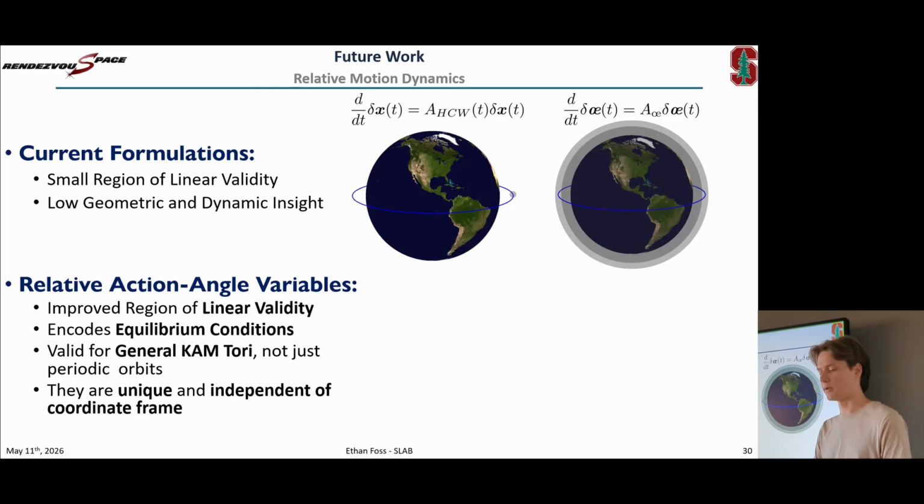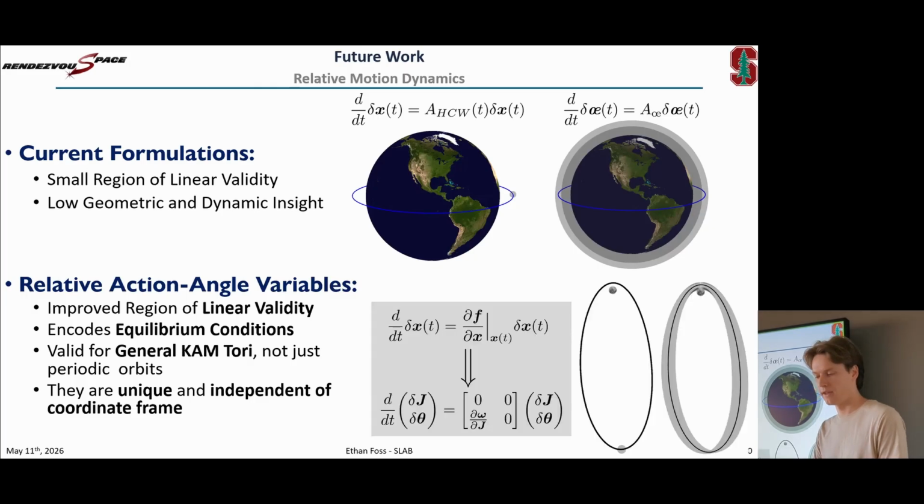And with that, we propose the introduction of something called relative action angle variables. So action angle variables are essentially the most general notion of orbital elements that we have for general regimes. And basically what we see is that if we leverage these coordinate systems, we can expand the region of linear validity of these coordinates to encompass a much larger region of the phase space. So this is obviously significantly more useful.